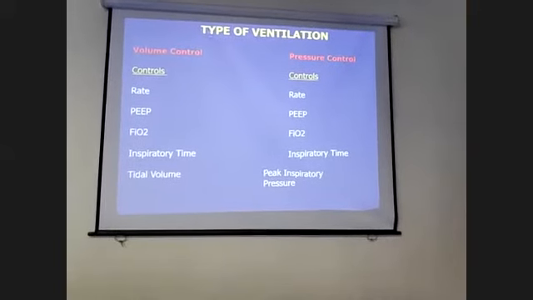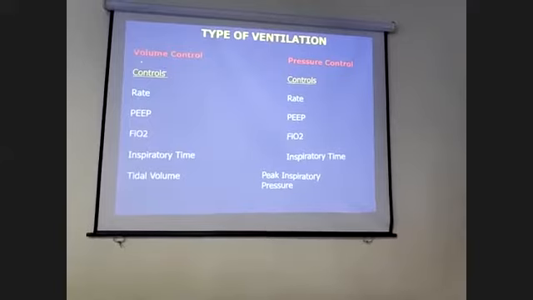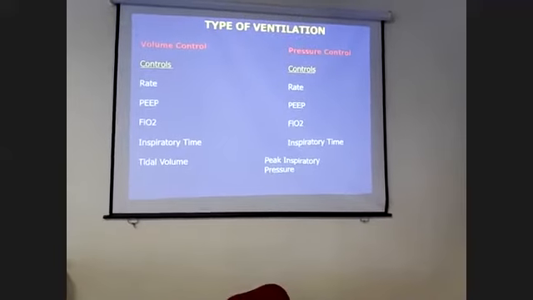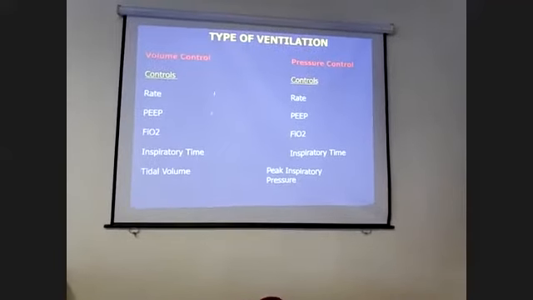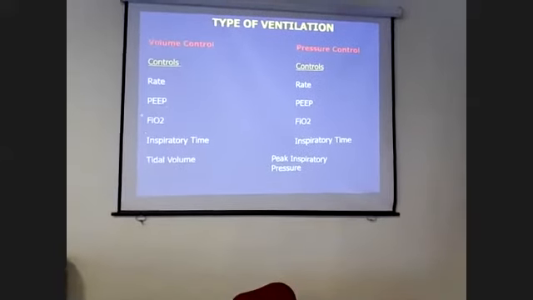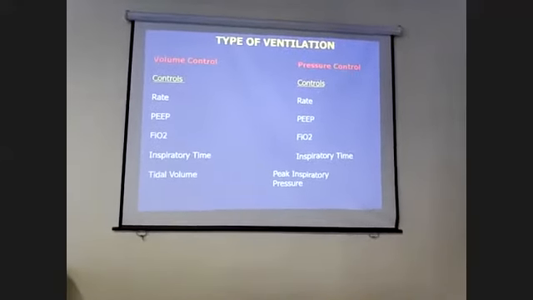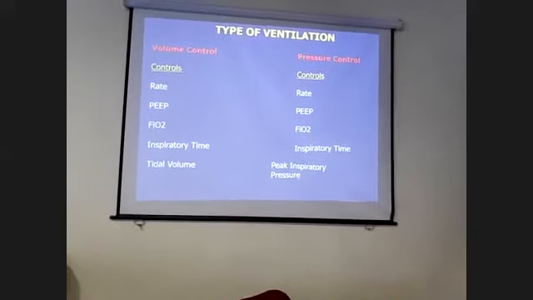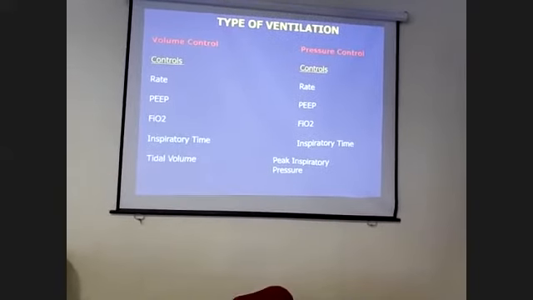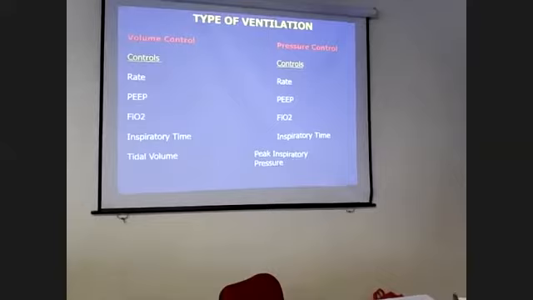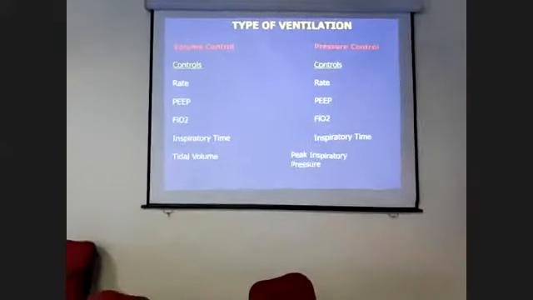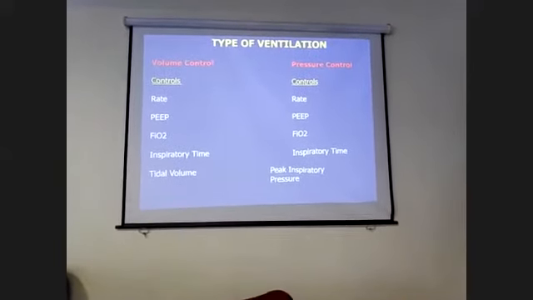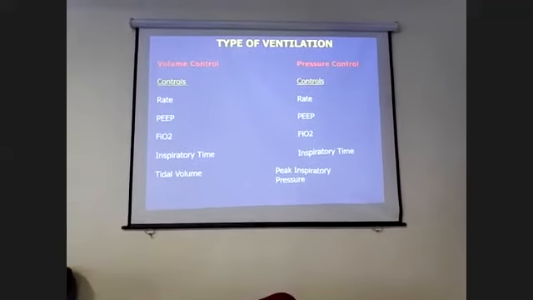Now, when we talk about types of ventilation, there are two basic types: one is volume control, another is pressure control. In volume control, what are the knobs which you set? Rate, PEEP, FiO2, inspiratory time, and tidal volume. And in pressure control, what do you set? The rate, PEEP, FiO2, inspiratory time, and peak inspiratory pressure. So the only difference is that in pressure control, you target the pressure, and in volume control, you target the volume. To give the volume, you check whether the pressure is okay or not. So this is the difference.